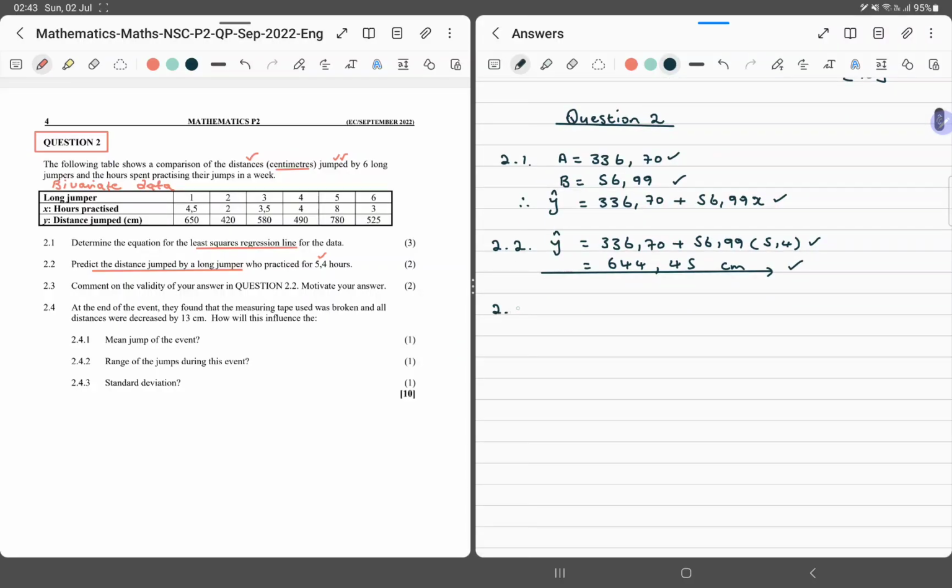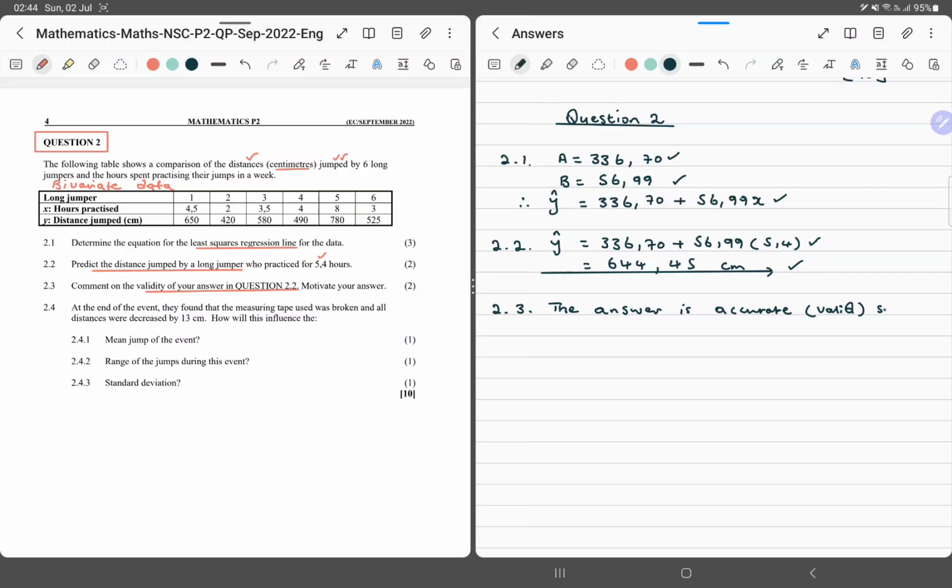2.3 says comment on the validity of the answer in question 2.2 and motivate the answer. Well, we can say here the answer is accurate, or you can say it's valid.